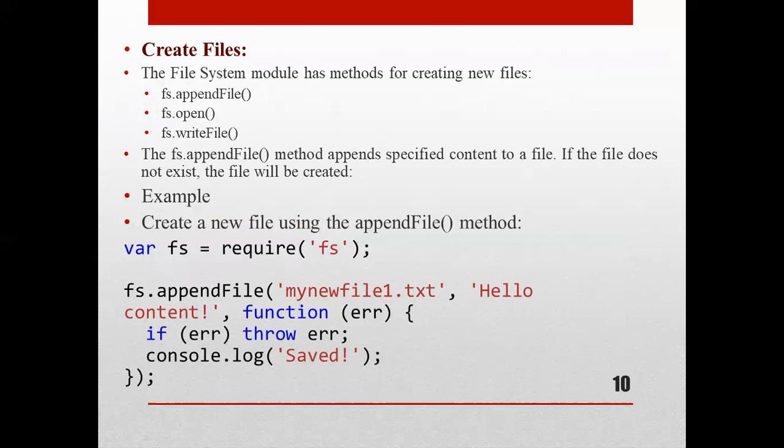The next one is create files. How to create files? We have seen the writeFile and appendFile methods in previous slides. So these are some methods in the file system module for creating new files: fs.appendFile, which we have seen, then fs.open, and fs.writeFile, which we have seen. The fs.appendFile method appends the specified content to a file. If that file does not exist, then it will create a new file. If that file is present, it will append the content. So here you can see the example using the appendFile method. In the last slide also we have seen that example for appending a file.